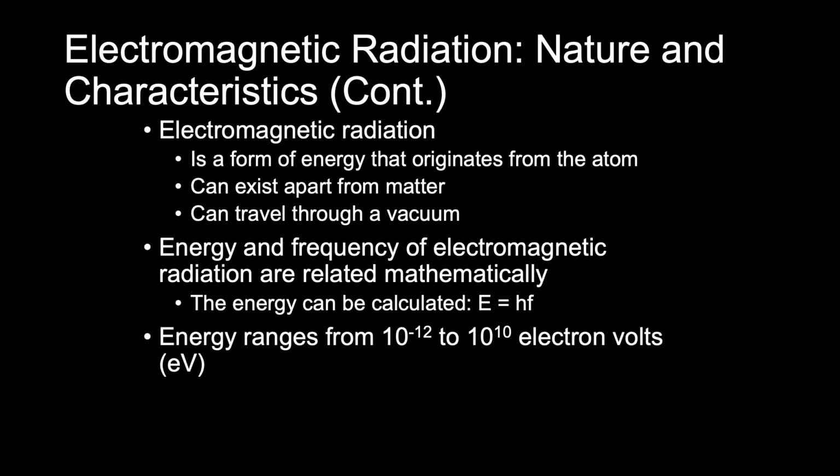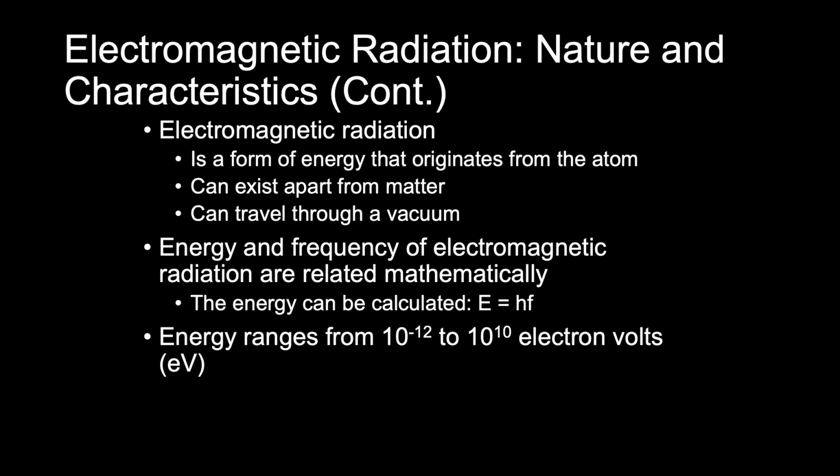Electromagnetic radiation is a form of energy that originates from the atom. Electromagnetic radiations are emitted when changes in atoms occur, such as when electrons undergo orbital transitions or atomic nuclei emit excess energy to regain stability. Unlike mechanical energy, which requires an object or matter to act through, electromagnetic energy can exist apart from matter and can travel through a vacuum.